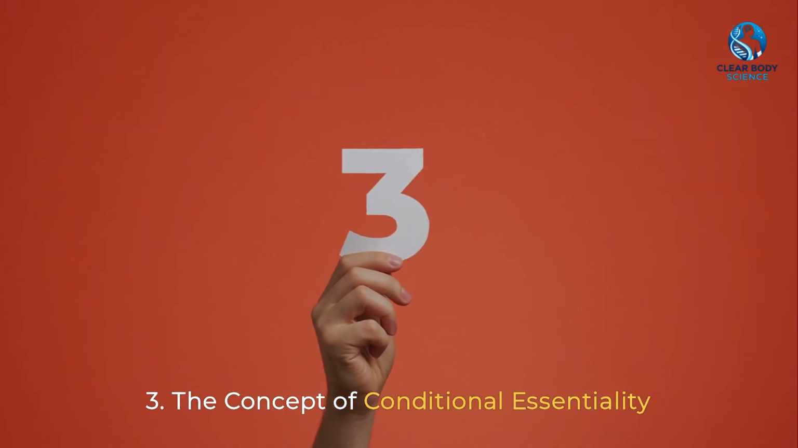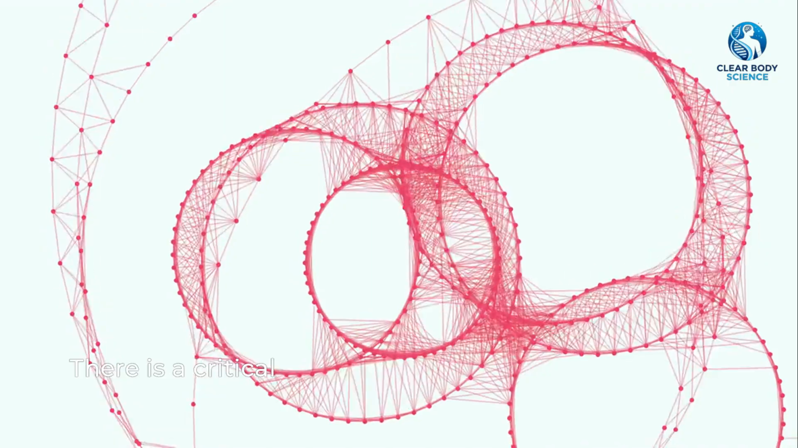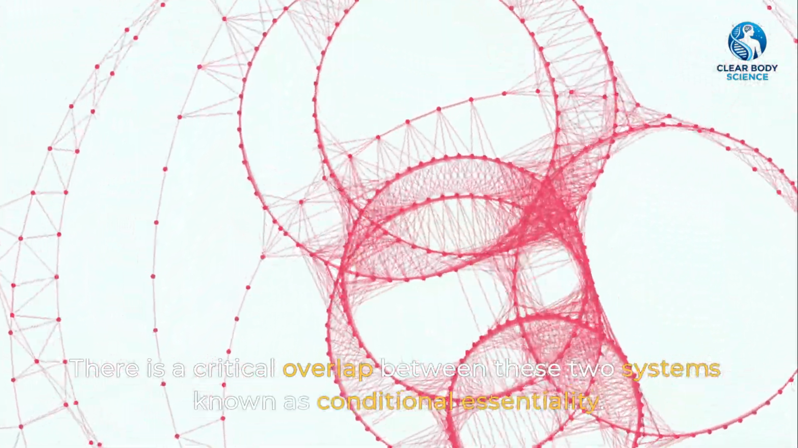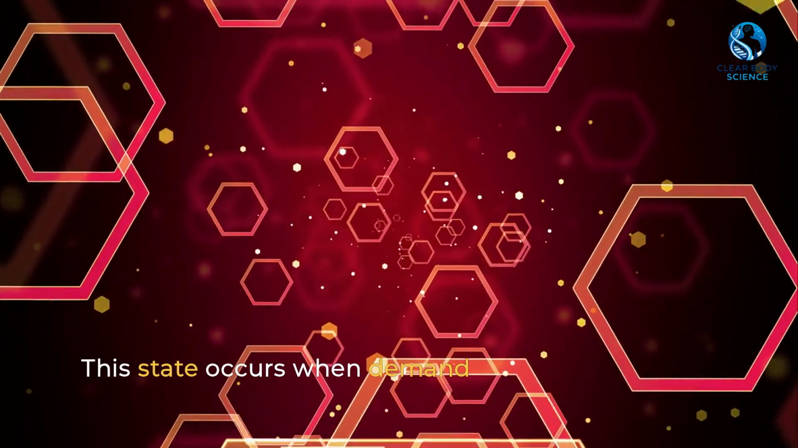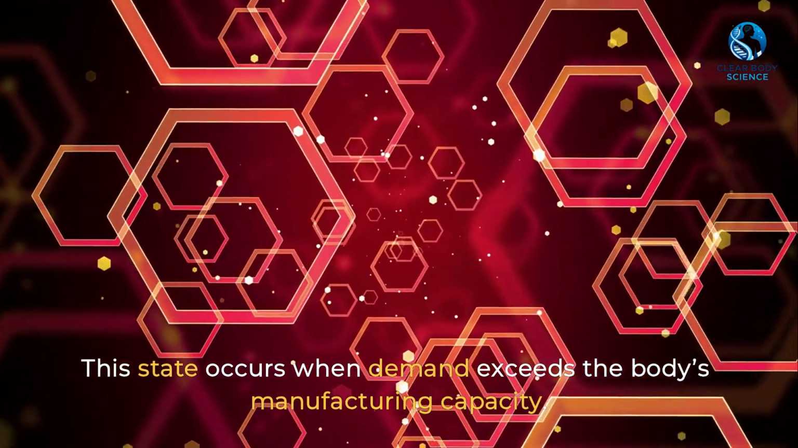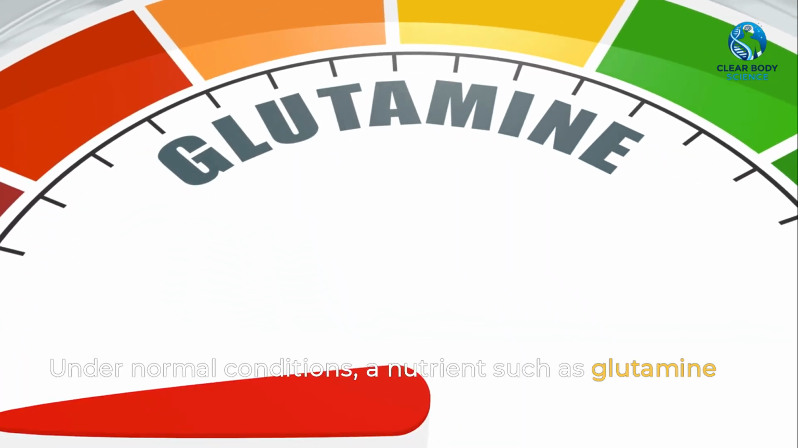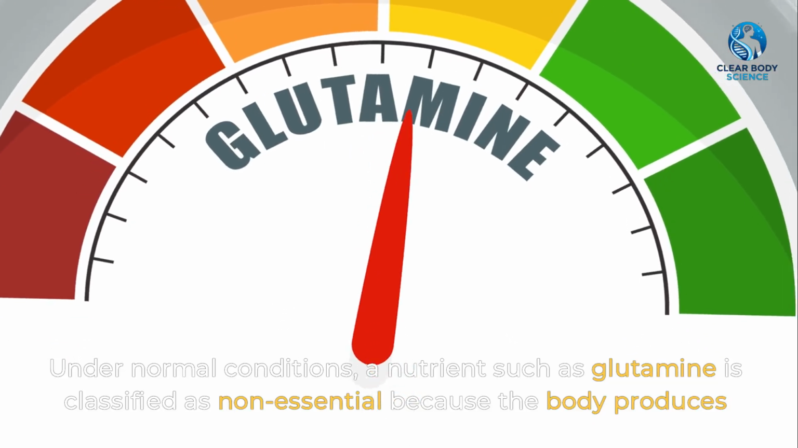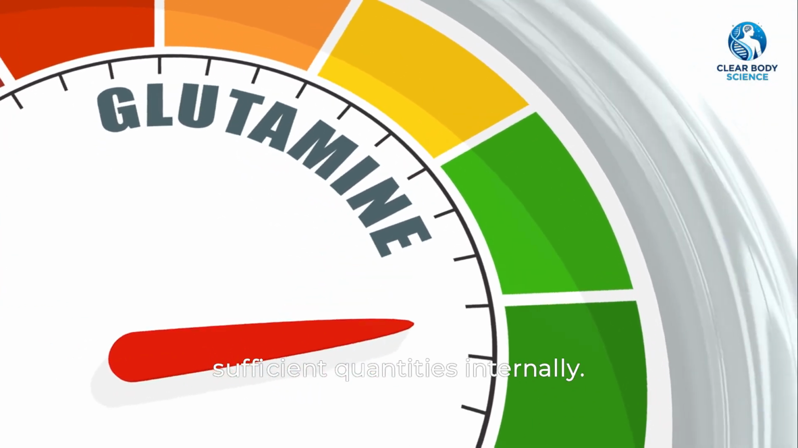3. The concept of conditional essentiality. There is a critical overlap between these two systems known as conditional essentiality. This state occurs when demand exceeds the body's manufacturing capacity. Under normal conditions, a nutrient such as glutamine is classified as non-essential because the body produces sufficient quantities internally.